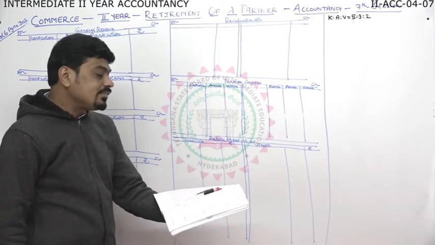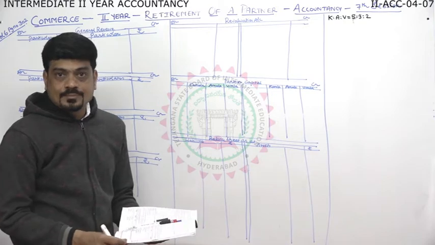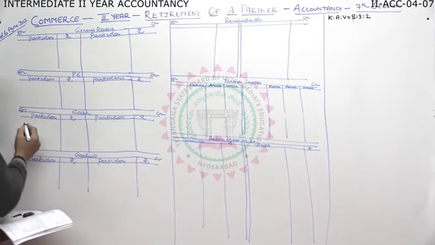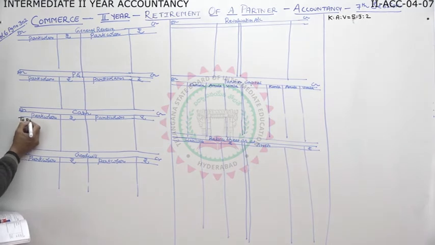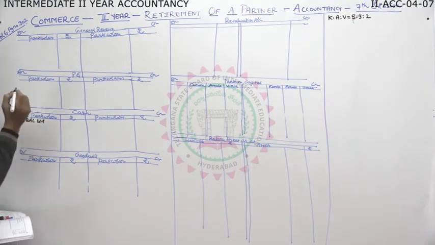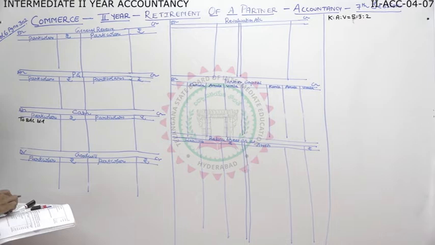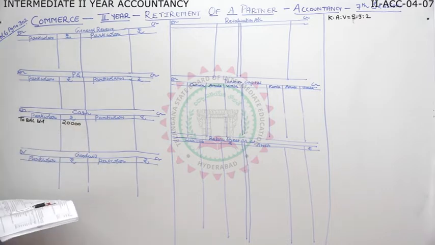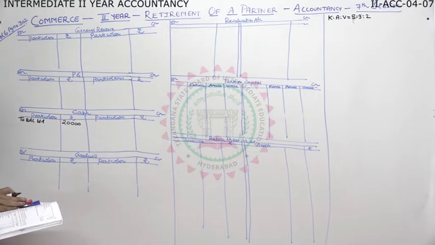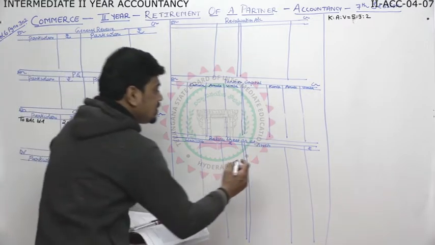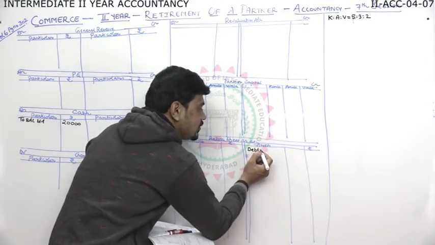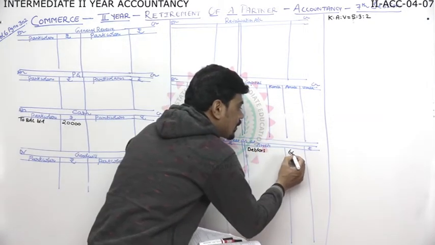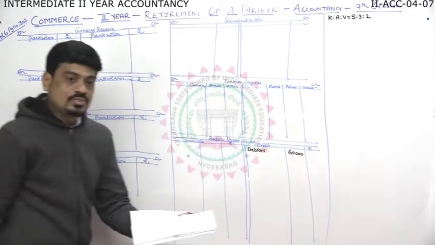Now, we'll start posting from the asset side. What is asset number 1 given? Cash. So, I'll go to the cash account: to balance brought down. How much is the cash balance they gave me? They gave me 20,000. So I wrote cash 20,000. Then debtors. Debtors is an asset having an adjustment, so debtors will be filled in the inner column, amount 60,000.